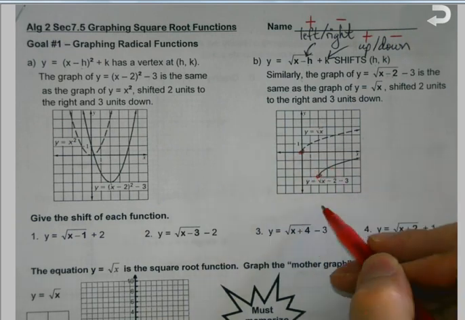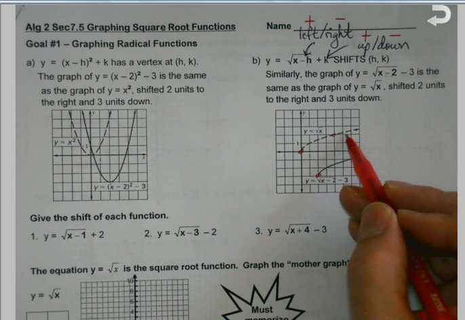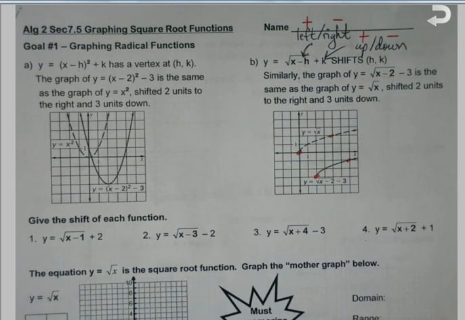There's my new point. Or if I had a point here, 2 right and 3 down, and I can draw my line. So what I'm going to show you today is there are 2 ways, one with the calculator, one without, that I can graph these. But for the moment, I want to make sure we understand what the values mean, what the shifts are.